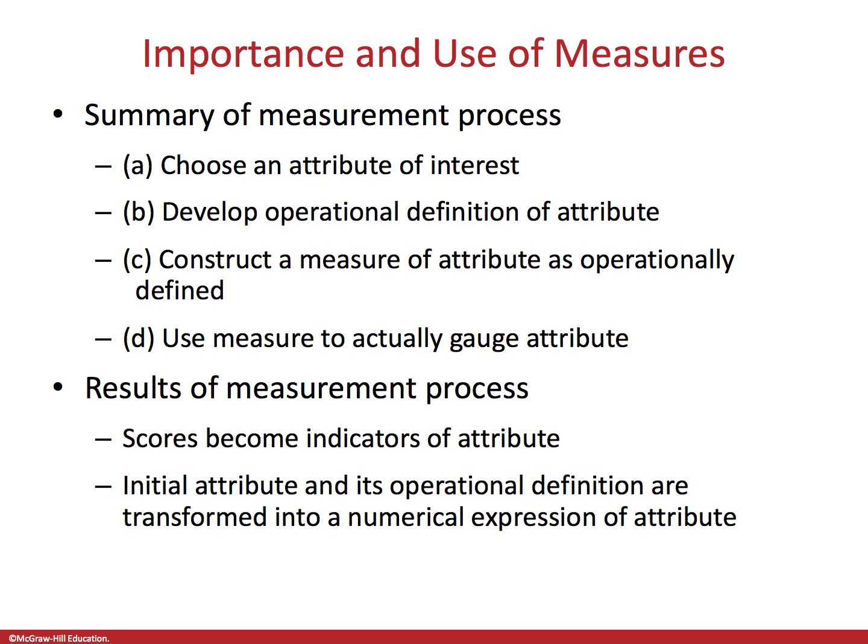Fourth, we use a measure to numerically gauge the attribute. For example, Service Rep A has an average 3.7 rating, while Service Rep B has an average 4.2 rating. As a result of this process, the scores become our measure of the attribute and actually become a substitute for the definition.